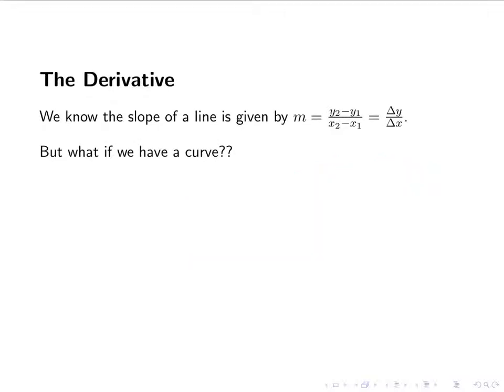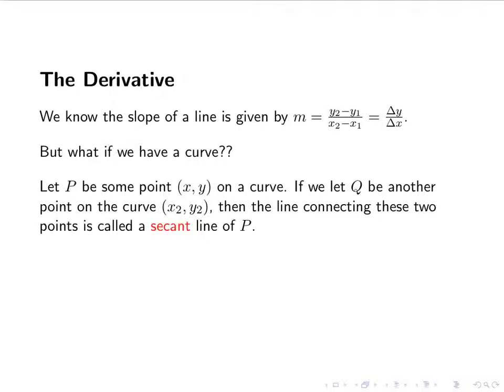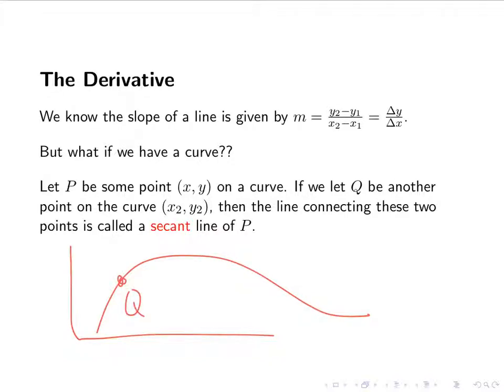But what we're going to look at is, what if we don't have a line? What if we have a curve? So what we do is we let P be the point of interest on the curve, and we let Q be another point on the curve, say x2, y2. And then the line connecting these 2 points is called a secant line. So for example, if I had some curve and I had Q over here and P over here, and I wanted to draw a line between them, this line in blue is called a secant line.